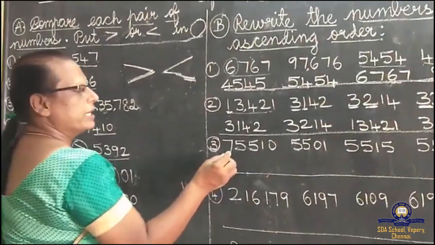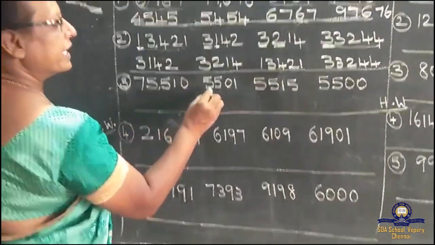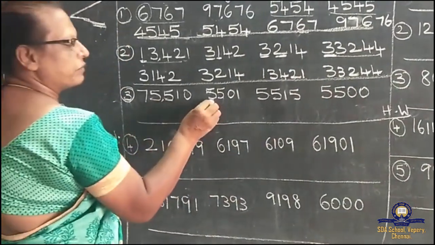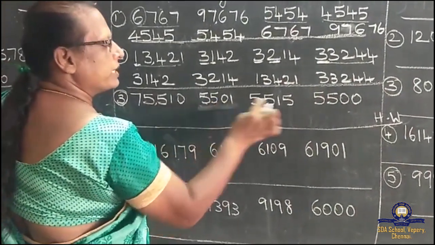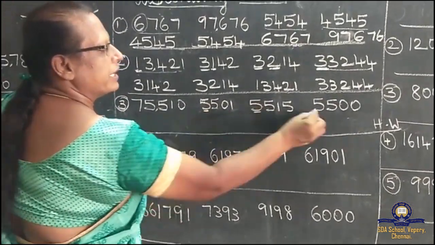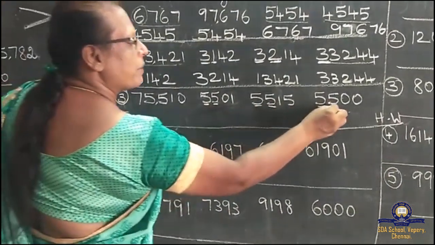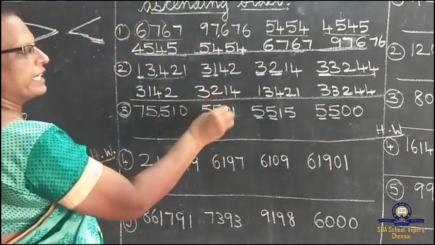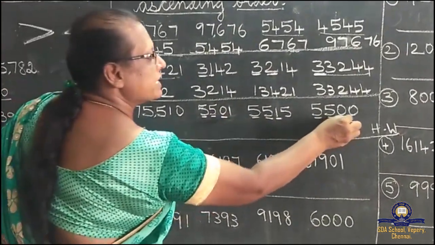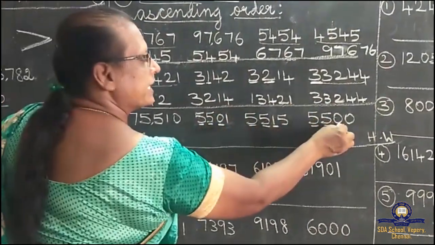And the third one, again see here 75,510, and here 3 numbers come under 4 digit, here 5 digits. So first you have to see these numbers. Understood? See here first number, 5, 5, 5. You can't find. Then next number also the same. You can't find. So you have to go to the tens place. Here 0 is there, here 1 is there. Again 0 is there.